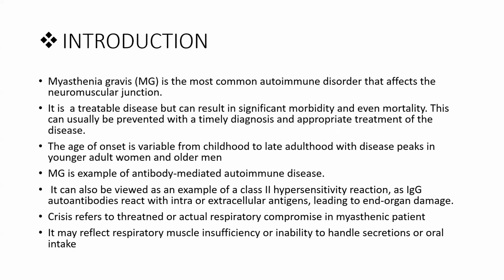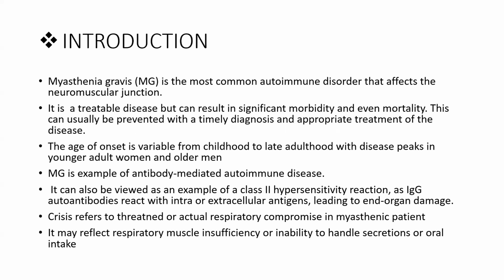Hello friends, today we are going to discuss myasthenia gravis. Myasthenia is an autoimmune disease that affects the neuromuscular junction. It is a treatable disease but can result in significant morbidity and even mortality. This can usually be prevented with timely diagnosis and appropriate treatment of the disease.